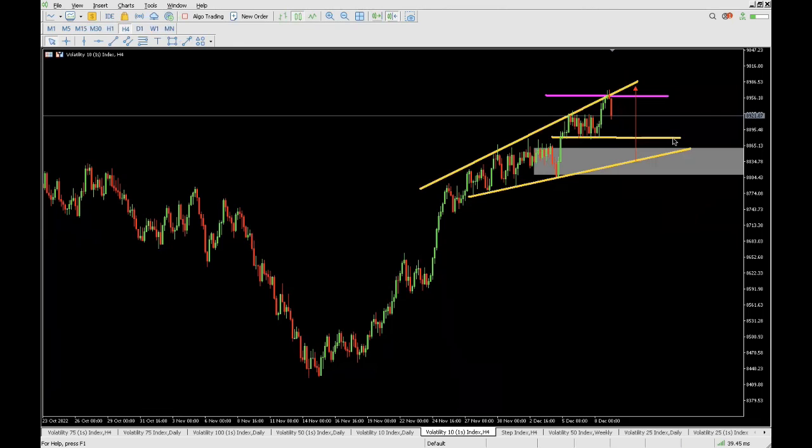Okay, so this is an actual setup right now, and you can understand why we have this setup because we have come with it from the monthly time frame. Are we together? Yes. Okay, brilliant. So this is Volatility 10 (1s). Let's look at one more.